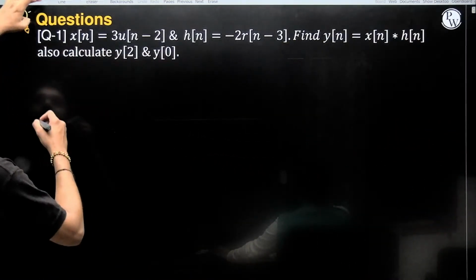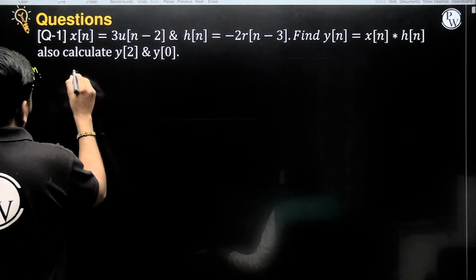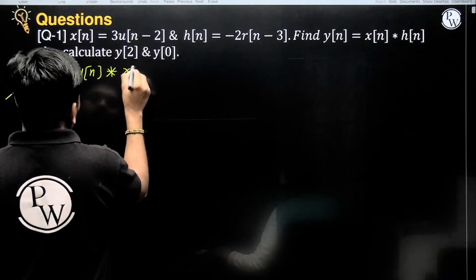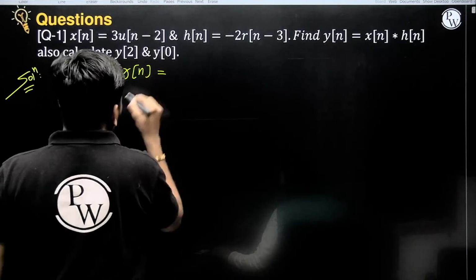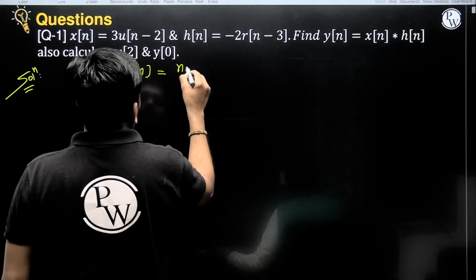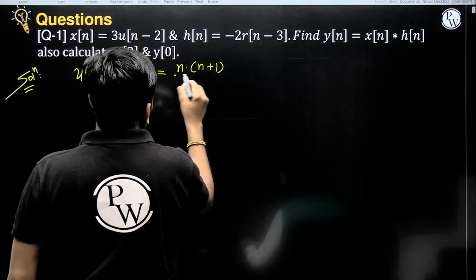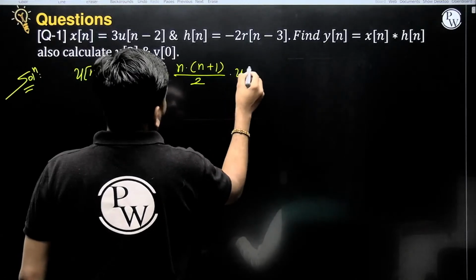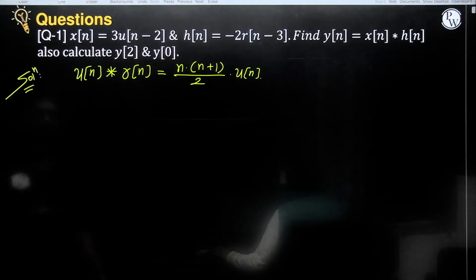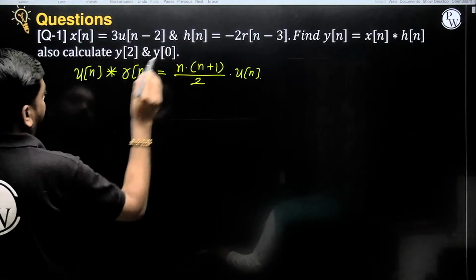So see here. You know that q of n convolution with r of n, which is nothing but n plus 1 divided by 2 into q of n. Correct? Now here, convolution of x of n with h of n.